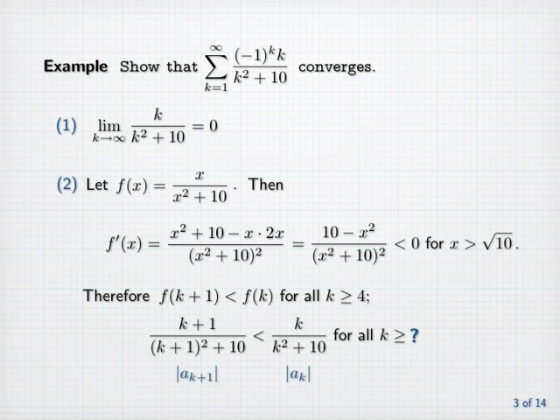That is, |a_{k+1}| < |a_k| for all k ≥ 4. So the absolute values of the terms in our series form an eventually decreasing sequence. Therefore, the series converges by the preceding theorem.